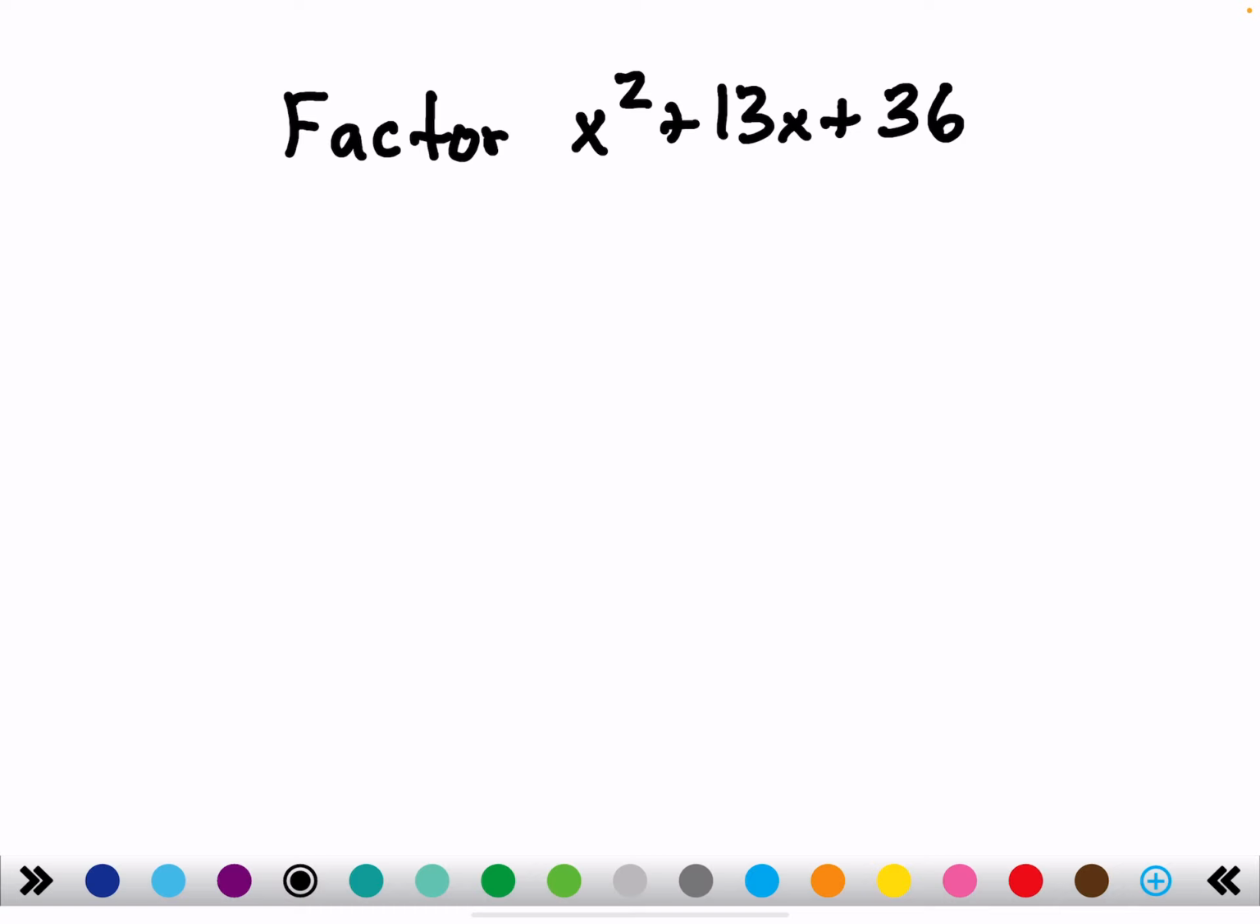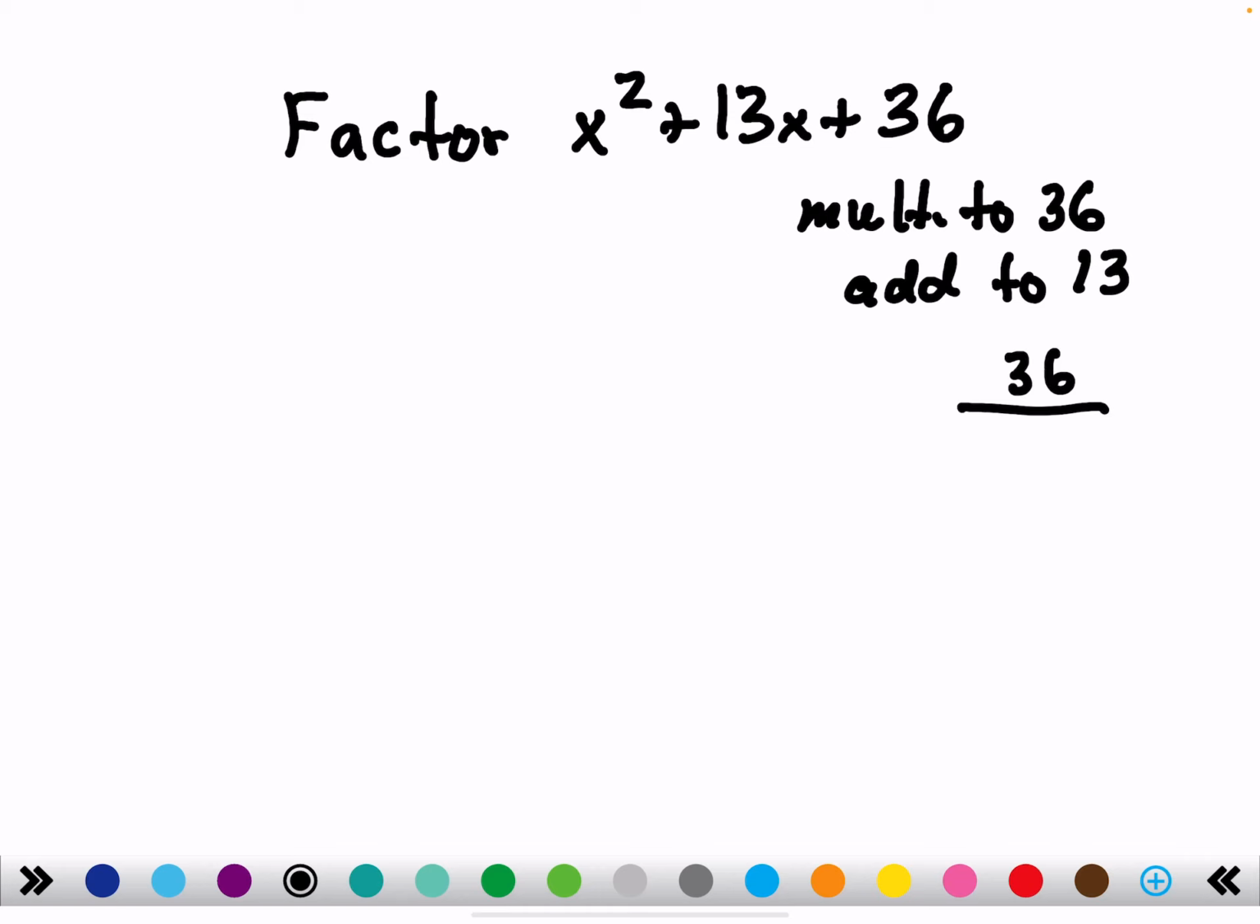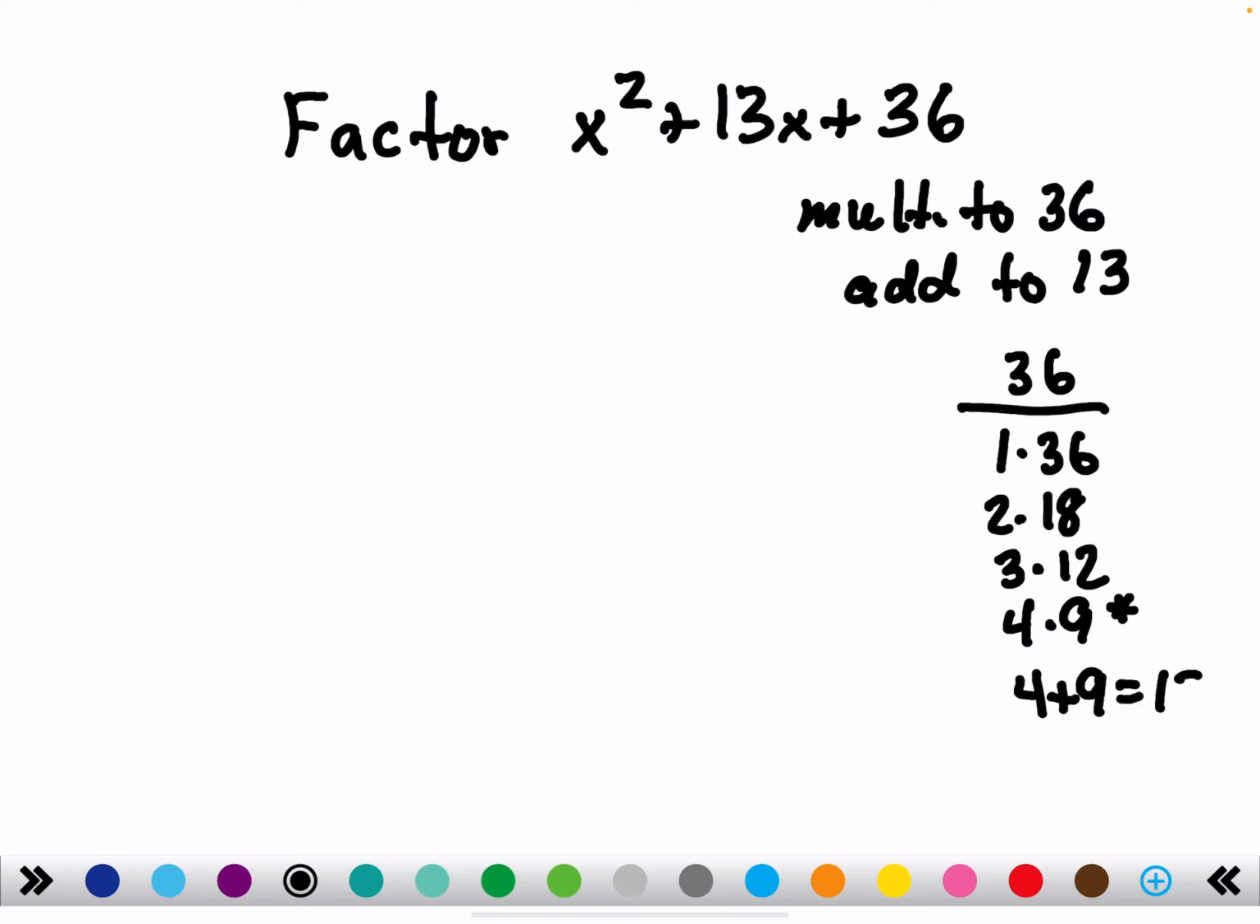Now let's ask ourselves the factoring question. What are two numbers that multiply to 36 and add to 13? Now think about factors of 36. 1 times 36, well, that's too big. 2 and 18, no. 3 and 12, no. 4 times 9, bingo. How do I know that is the correct one? Well, 4 times 9 is 36, and 4 plus 9 adds to 13. So these are it, 4 and 9.